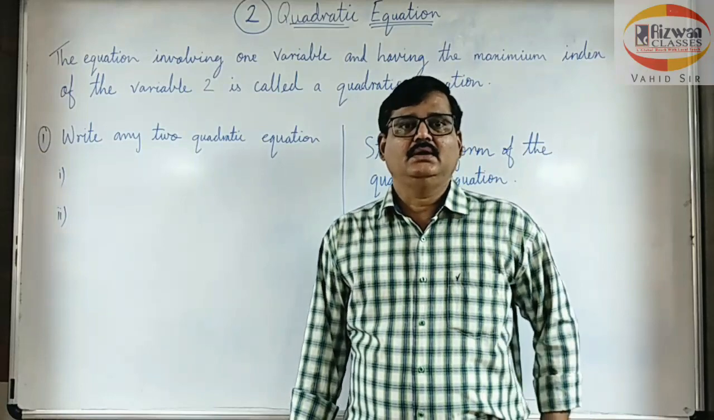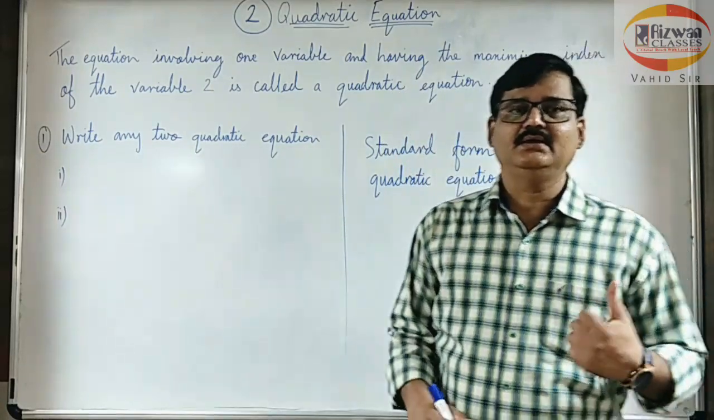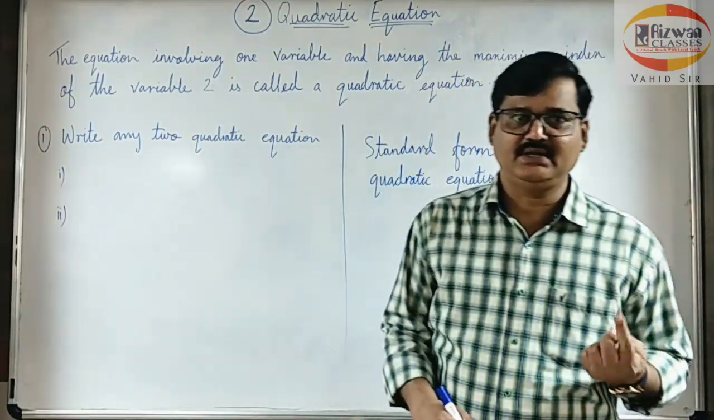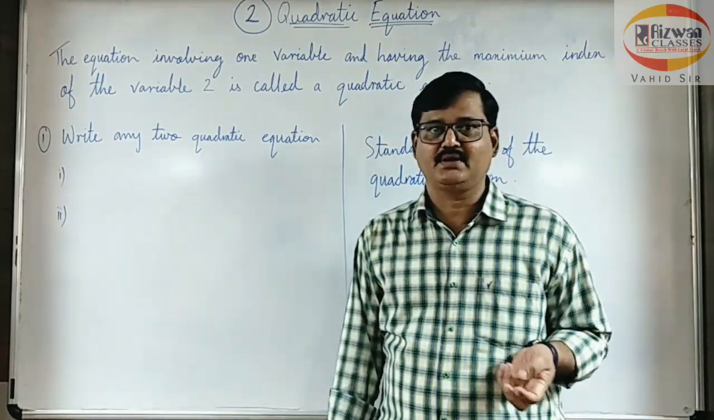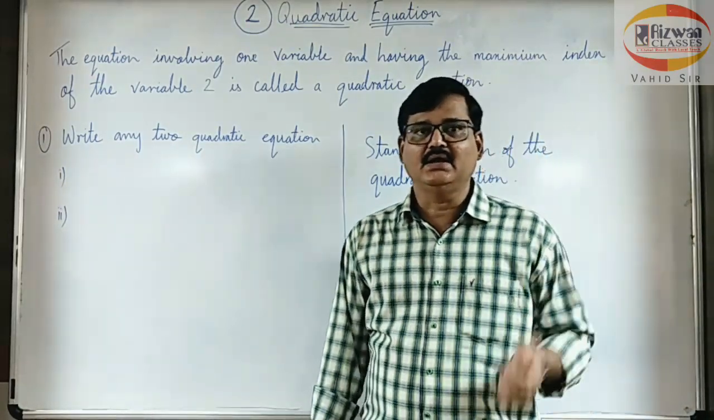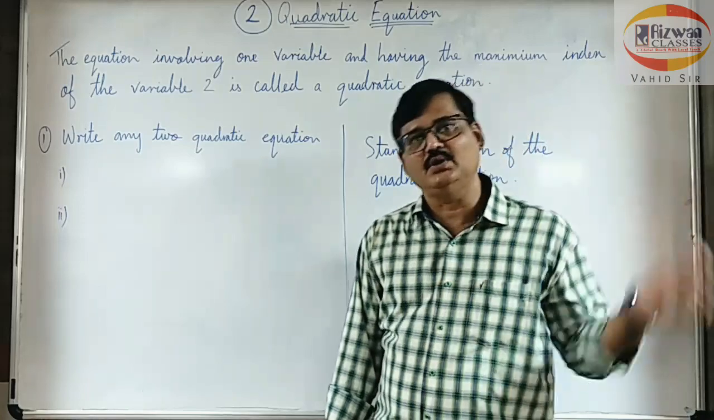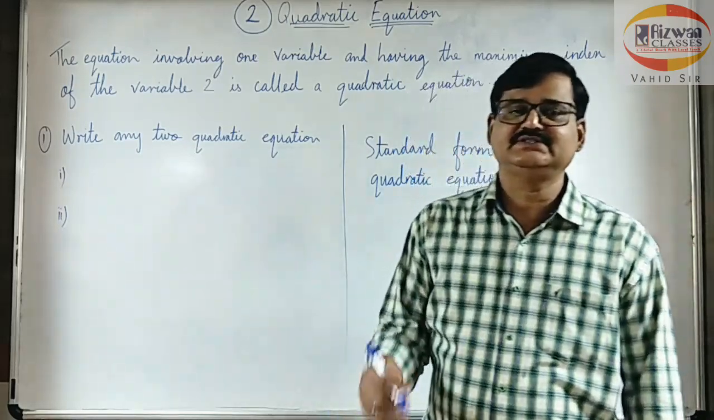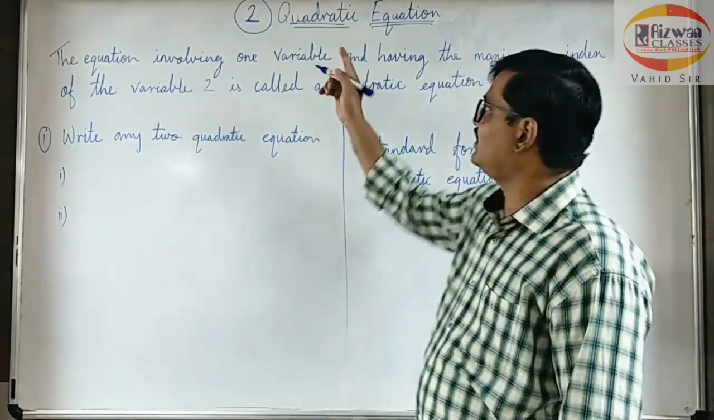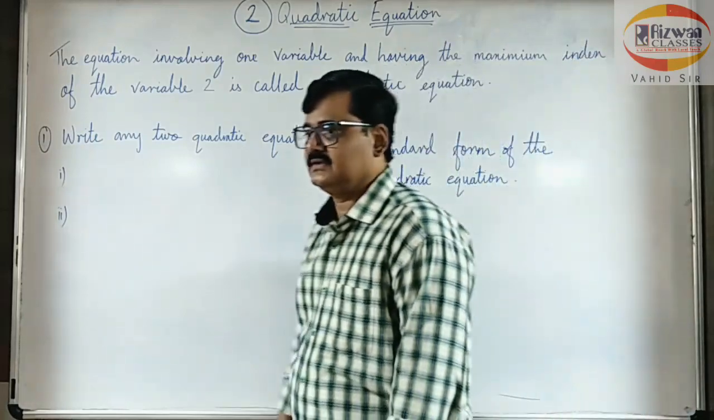Okay, students. We have done your algebra's one chapter, that is linear equation in two variables, and geometry's one chapter, that is similarity. Now I'm starting with the third chapter, that is back to algebra. We are doing the second chapter of algebra, that is called quadratic equation.